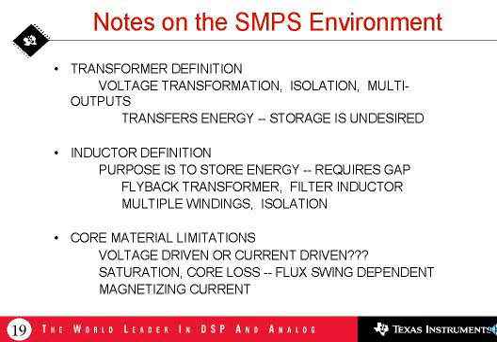The storage we do get in a transformer is magnetizing inductance and leakage inductance, and both of these are generally undesired. On the other hand, an inductor, its purpose is to store energy. In order to do this and do it effectively, it requires a gap in series with the magnetic material that comprises the core. The gap is where the energy is stored.